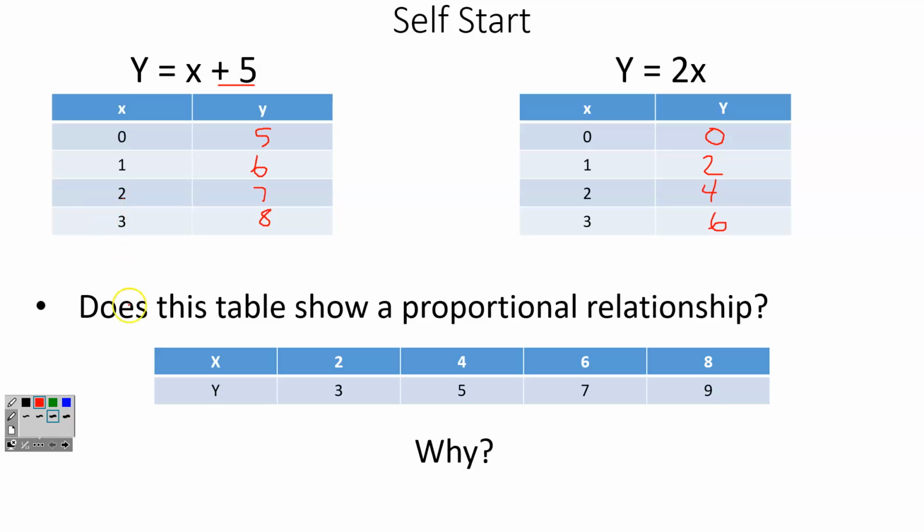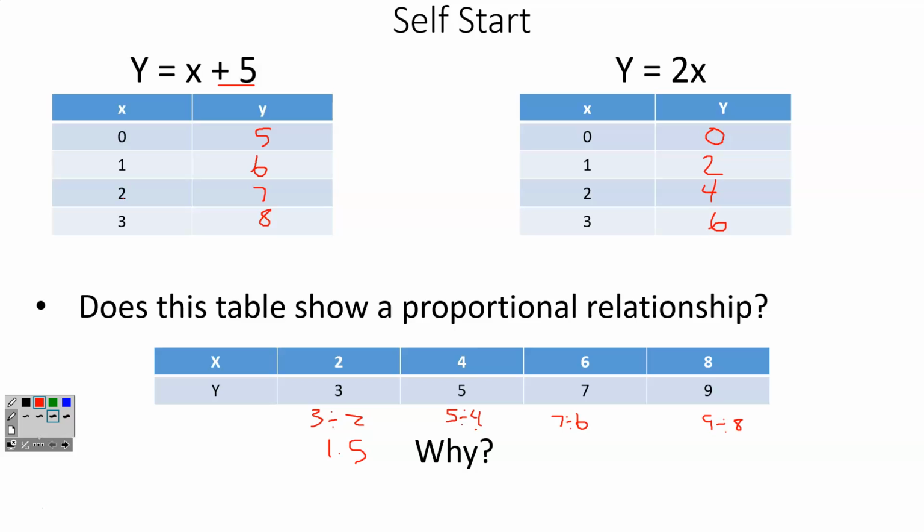So, last question. Does this table show a proportional relationship? In order to find if it works or not, we have to divide these numbers and see if it goes up at a constant rate. So I would do 3 divided by 2, 5 divided by 4, 7 divided by 6, and 9 divided by 8. So I'm going to grab my calculator and type in 3 divided by 2. That gives me an answer of 1.5.